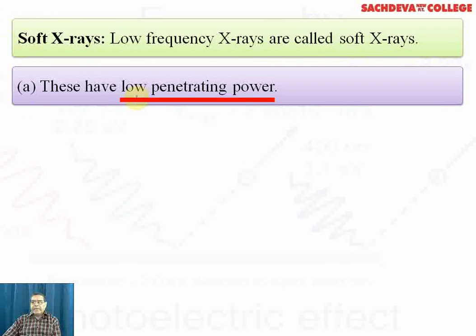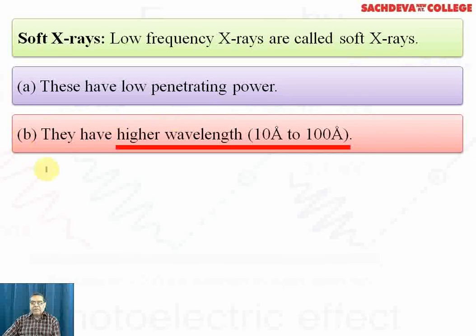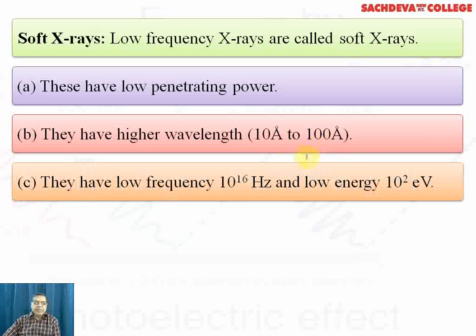These have low penetration power as compared to hard X-rays. Therefore, soft X-rays are basically used for radiodiagnosis. They have a higher wavelength, and as I have made clear earlier also, the wavelength varies from 10 to the power minus 10 to minus 11. So we can convert to angstrom units also. 1 angstrom unit is 10 to the power minus 10 meters.